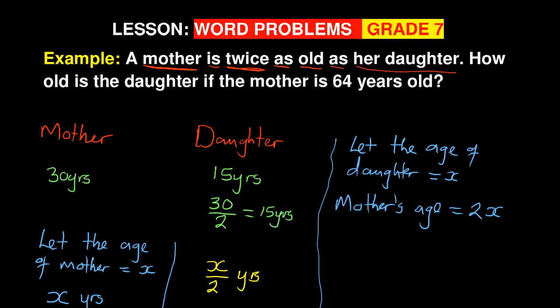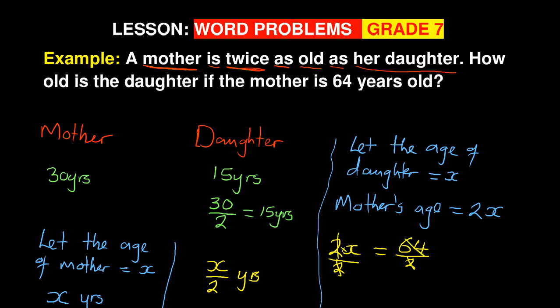So then you are going to come up with an equation and say the mother's age 2x. They told us this mother's age is 64 years old. Now when you solve for x, you divide by 2. That is how you solve for x, whereby if 2 and x are combined by a multiplication sign, we have to divide by 2. What we do on the left, we must do on the right.